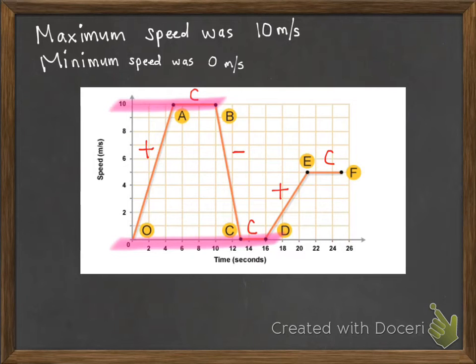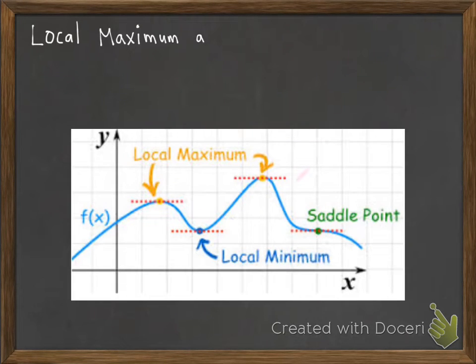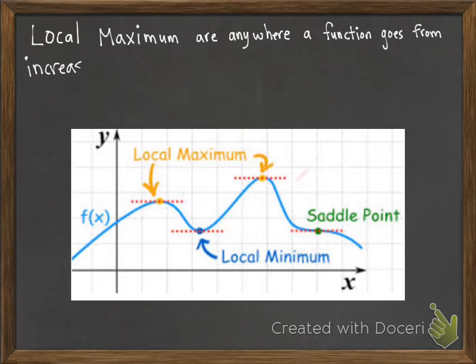There's also what we call local maximum and minimums. A local maximum is anywhere where the function goes from increasing to decreasing. That means it's going upwards and then it turns around and starts going downwards. Even though it's not actually the highest point overall, it still gets to be called a local maximum.